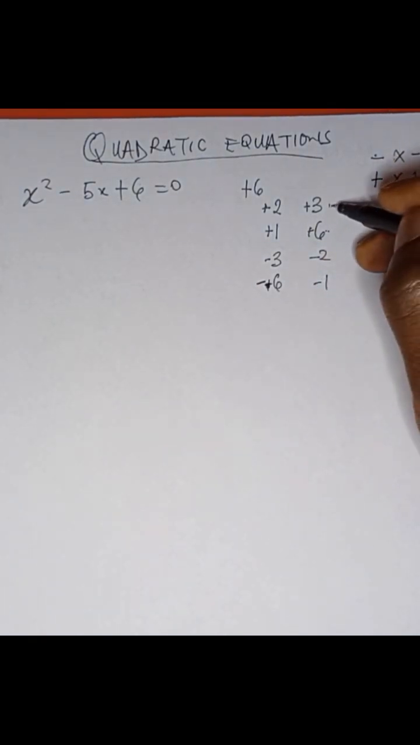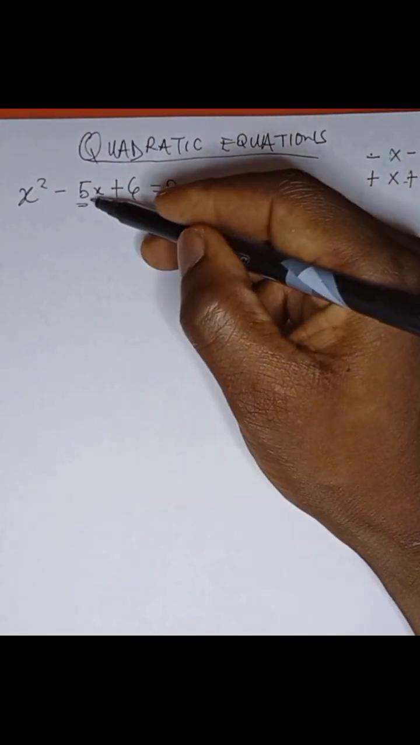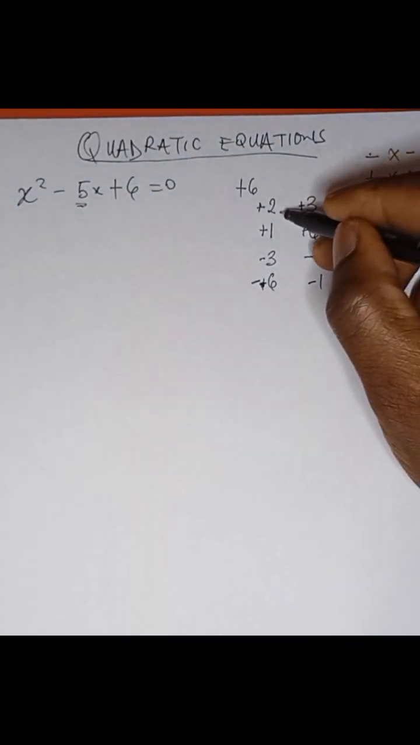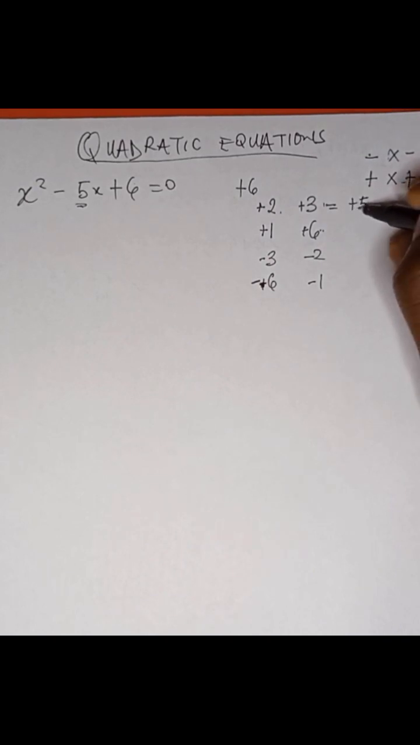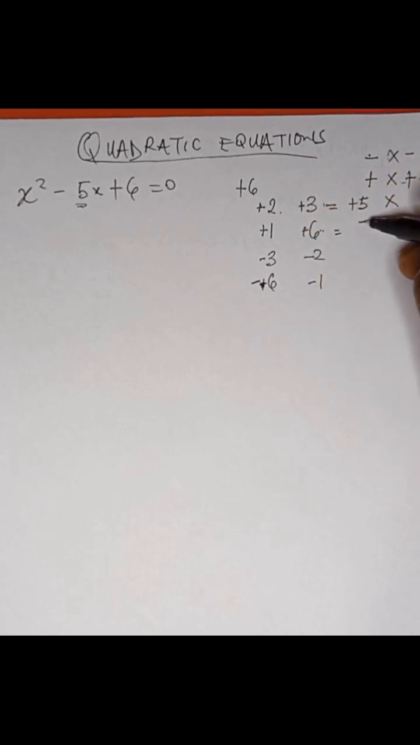So the next step is to check which of these factors, when added, will give me the linear term, that's the term in the middle. So 2 plus 3 is plus 5. That's not possible, I'm not going to use that. Plus 1 plus 6 is equal to 7. This will not work because we are looking for minus 5.